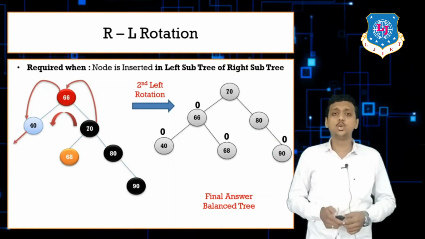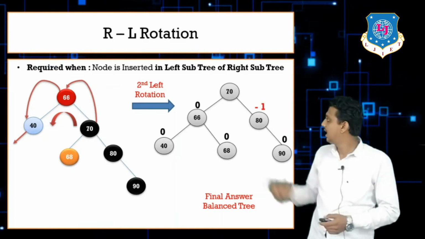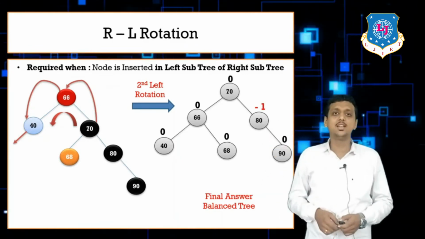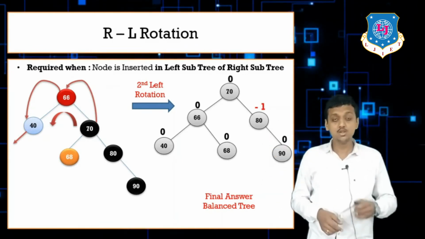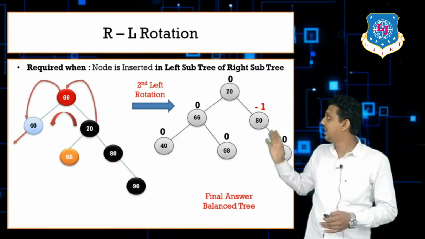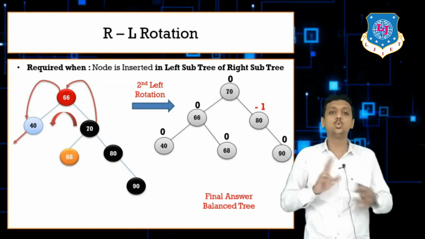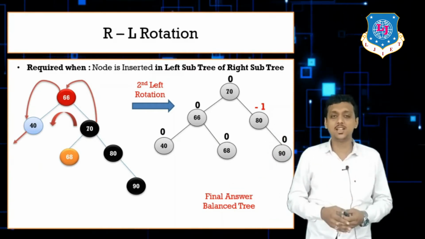Now for the node 80, we have minus 1, and for node 70 we have 0. So here you can easily say, students, that the left side of 70 and the right side of 70 all have two heights. So the 70 balancing factor is 0.